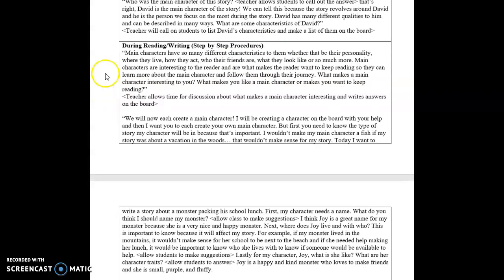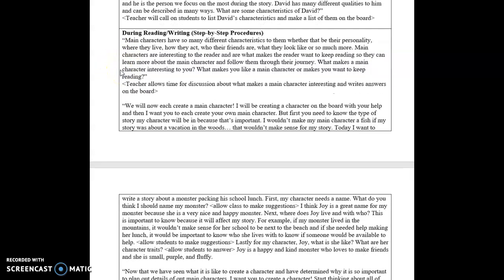Moving into the during part of the lesson, I'm not going to read this word for word, but I would explain how characters have so many different characteristics to them. There are so many different pieces of a main character, and each of them is important to the story. I would also note that the main character is interesting, and that's what makes people want to continue reading stories. So I would then ask what makes the main character interesting to you, and what makes you like a main character and makes you want to keep reading.